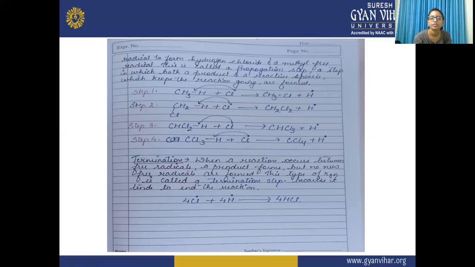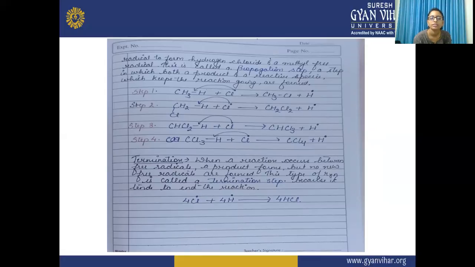Second is your second step, there is CH3Cl. So here again, one H will be removed, abstracted from this position, and this chlorine will attack this position, and there is a formation of CH2Cl2, and an H free radical is abstracted out. So here the dichloromethane is formed.